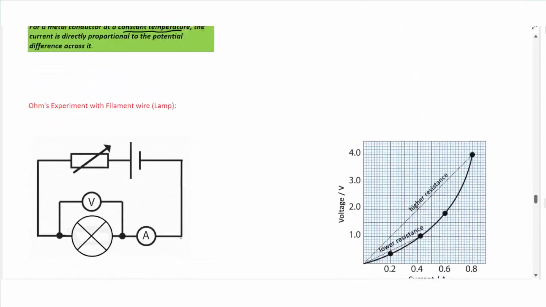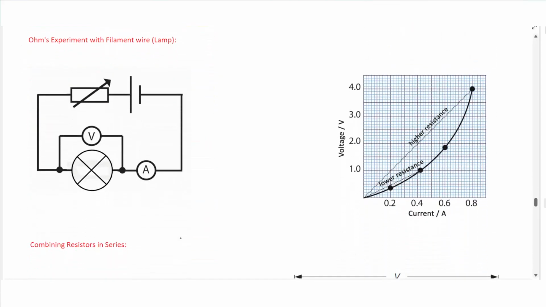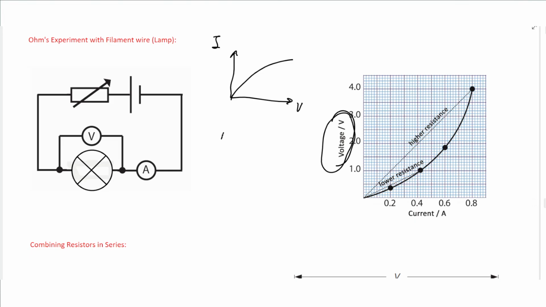If you have a filament wire, the graph will be a curve that tends to bend towards the voltage axis. If you reverse the axes, if the voltage is on the x-axis and the current is on the y-axis, the curve will be pointing in this direction. For a filament wire or a filament lamp, as current increases, temperature increases, so resistance increases. If you're required to explain this, temperature increases as current increases, so resistance increases. So more voltage is needed, or more energy is needed.